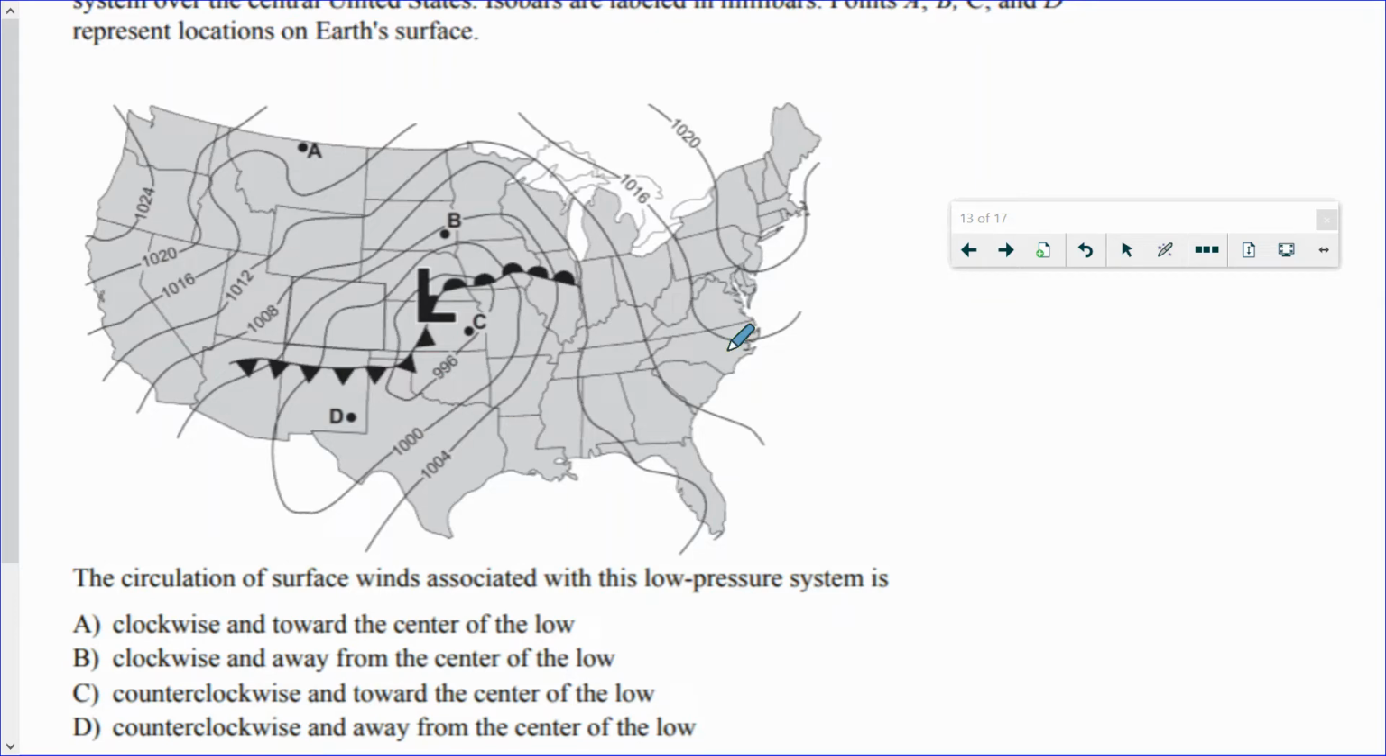What way does the wind blow around the low? You have to remember that it follows the L. Your arrows are going to look like this. You've got to be able to draw those arrows like that. So it's blowing this way, so that is counterclockwise and towards the low.